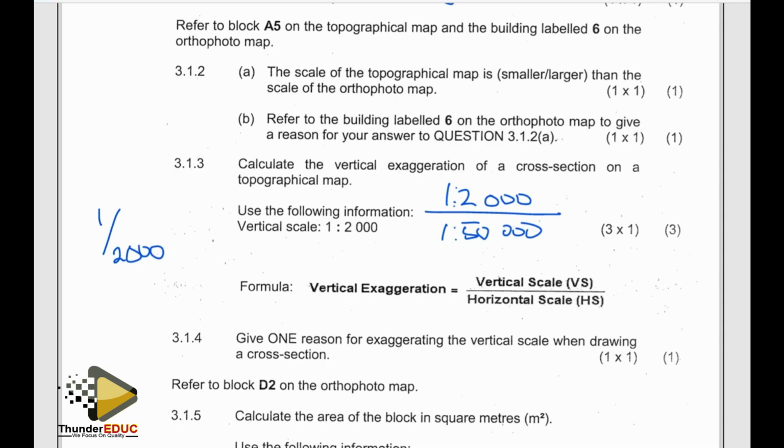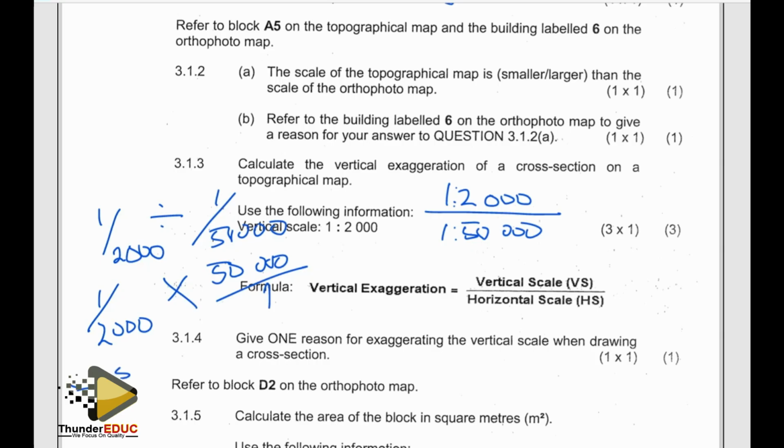Which is the same as saying 1/2000 as a representative fraction divided by 1/50,000. We introduce the multiplication sign here. What are we going to do? This one remains 1/2000 times. Now we invert this, 50,000 over 1, which is now the same as 50,000 over 2,000. We cancel out the zeros, remain with 50 over 2, which is equal to 25.